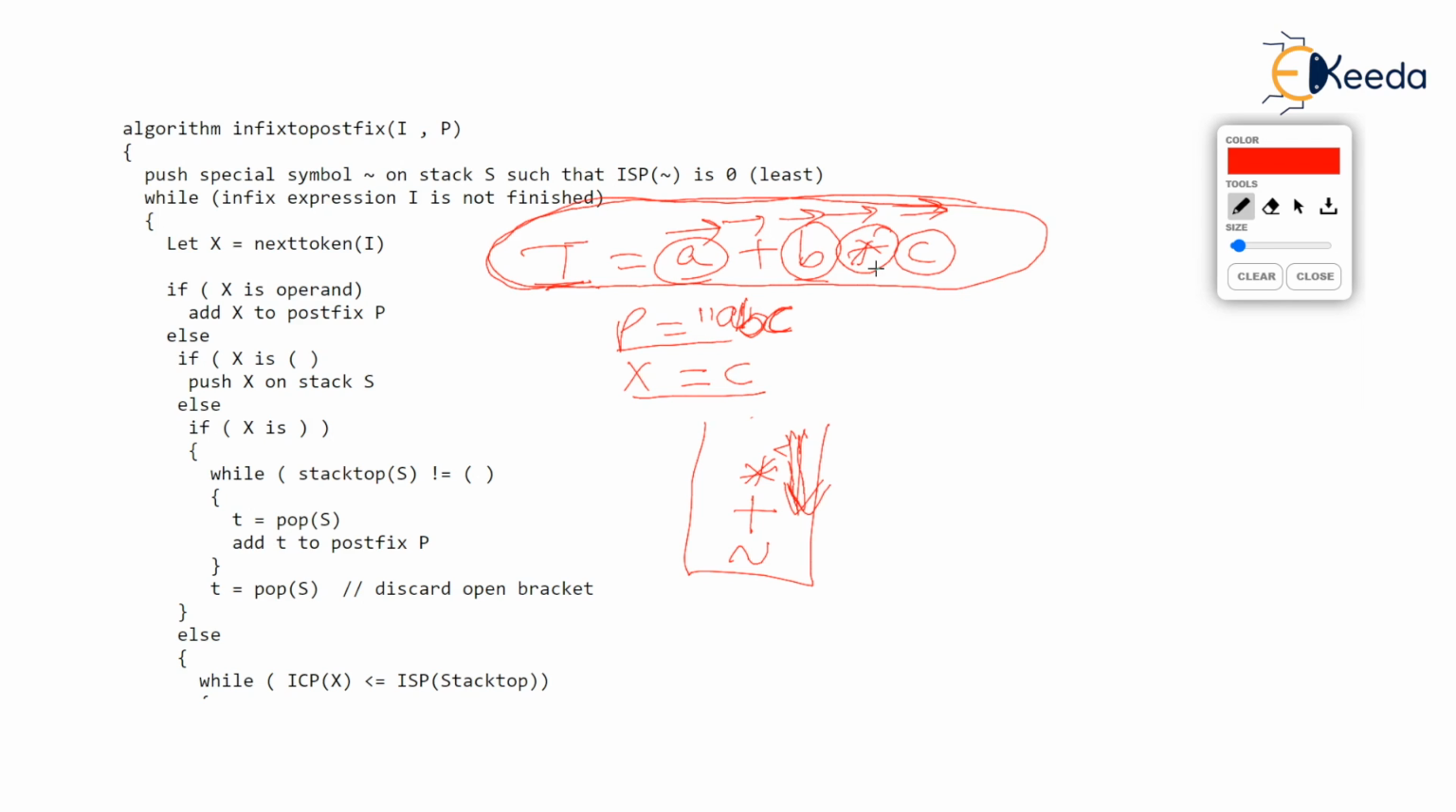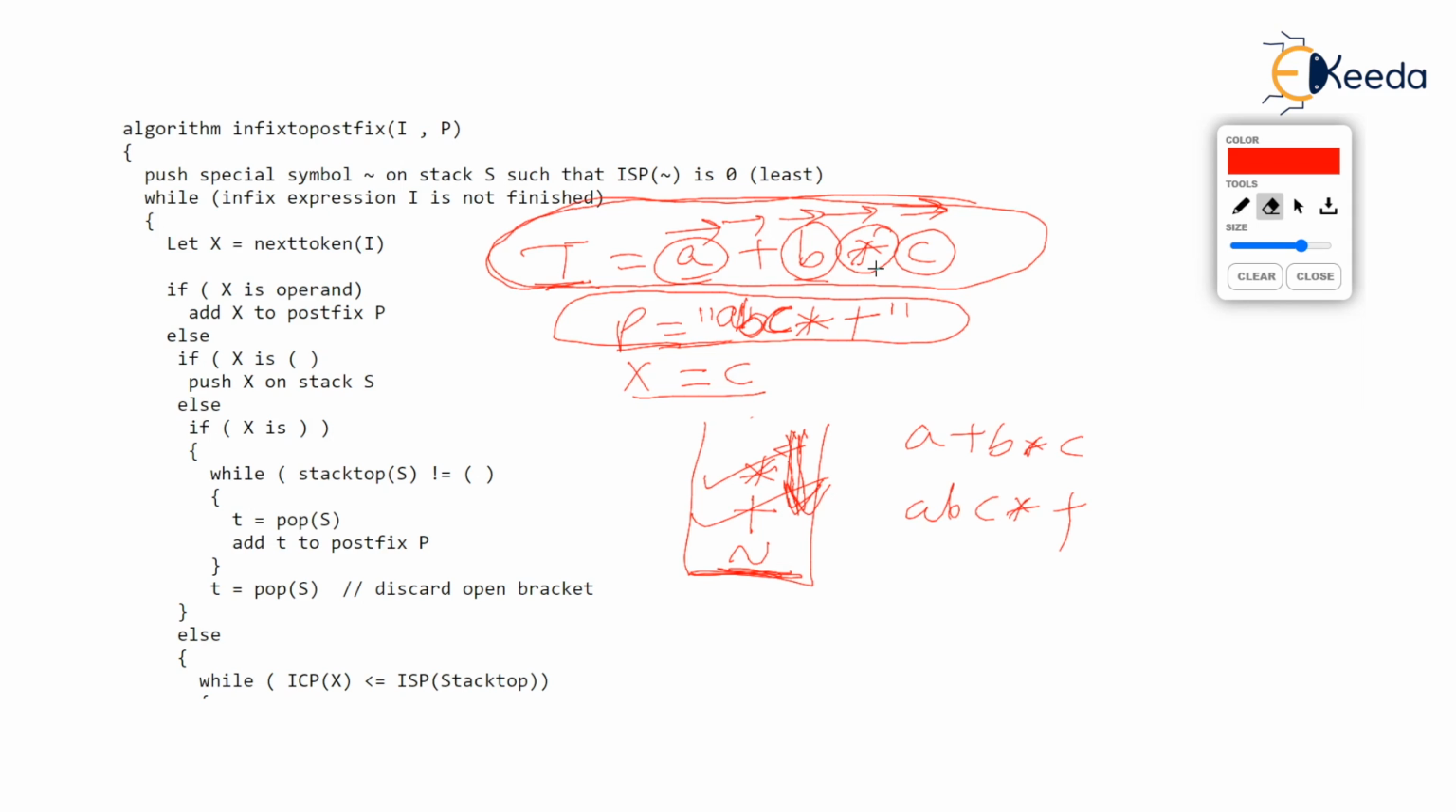So star is popped, plus is popped, and it is added one by one to the postfix, and tilde is simply kept on the stack as it was. So this is the postfix A, B, C star plus. Everybody knows for A plus B into C, the postfix is A, B, C star plus. Okay. So this is how we convert an infix expression to postfix.